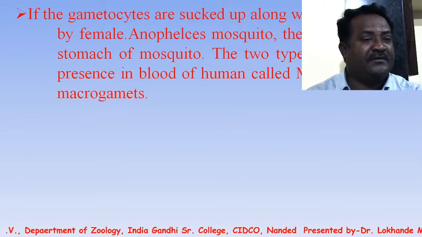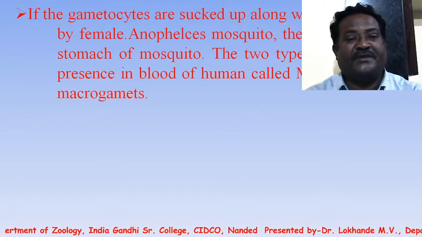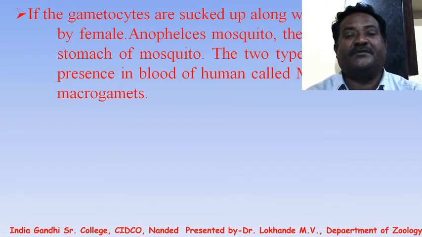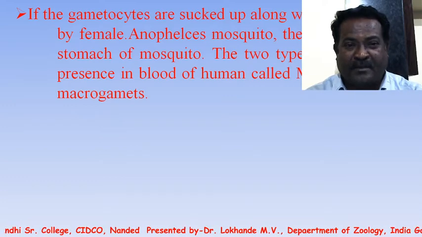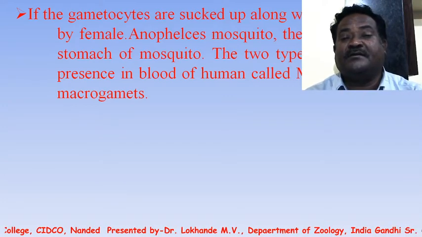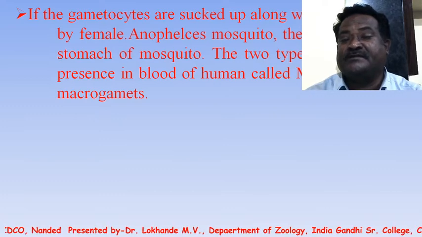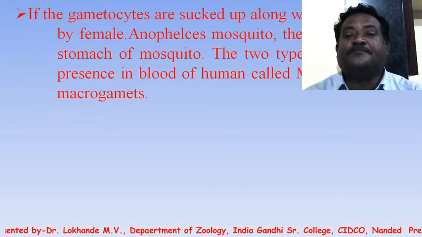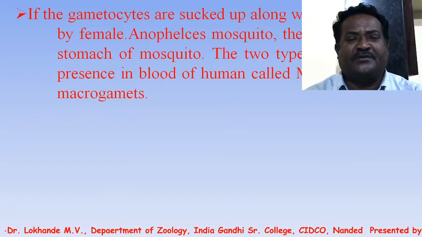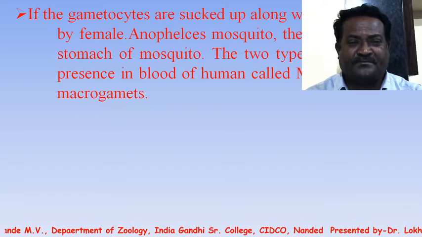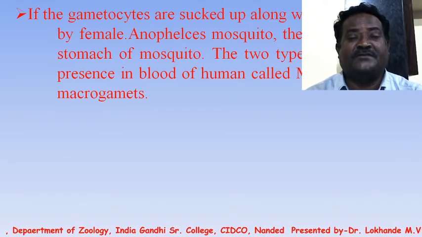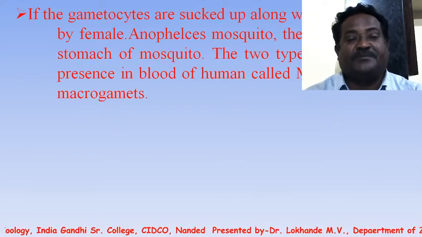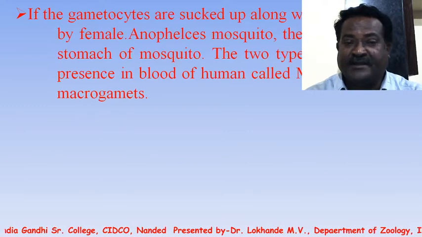First of all, we will see the sexual phase of the life cycle of Plasmodium vivax. It is present in the female Anopheles mosquito. How does the female Anopheles mosquito get infected, and how does the sexual phase of the life cycle start? A person, a human being, an infected man, is suffering from the disease caused by Plasmodium vivax. It causes the disease malaria, and this person is suffering from malaria.